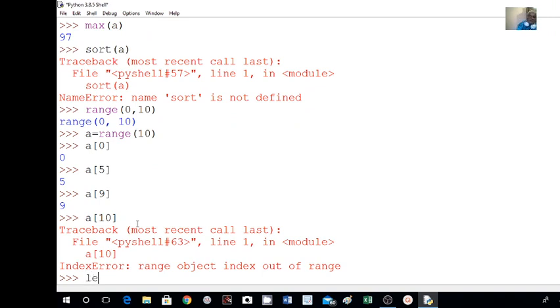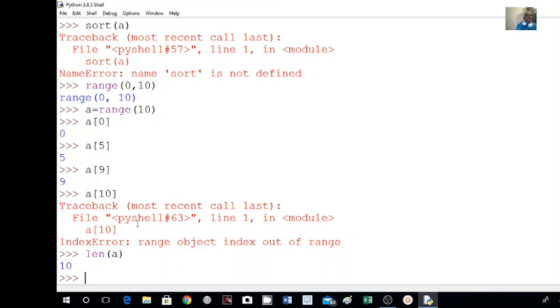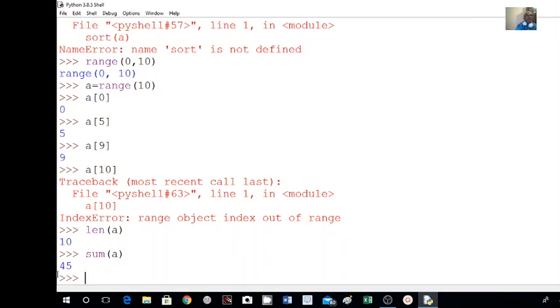Now I'll write len of A. This gives 10. That means this gives the length of A, that is, the total number of elements in this range. A consists of 10 elements, so len of A is equal to 10. And if we give the command sum A and press enter, this gives the sum of A, that is 0 to 9, totaling 45.